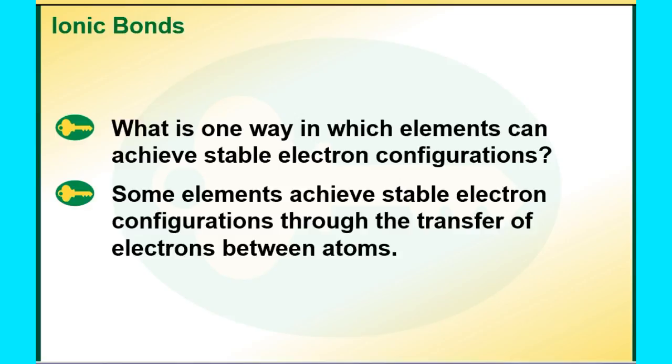Ionic bonds. What is one way in which elements can achieve stable electron configurations? Some elements achieve stable electron configurations through the transfer of electrons between atoms.